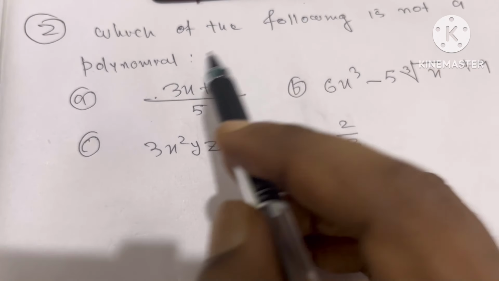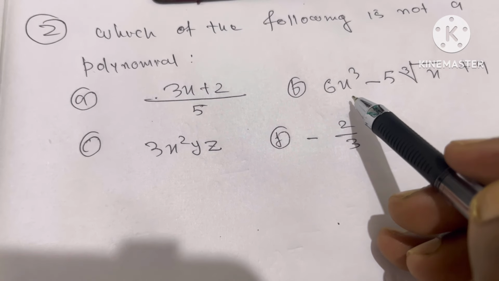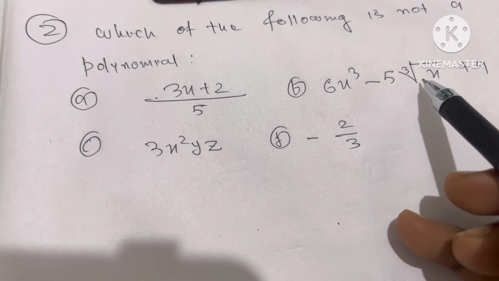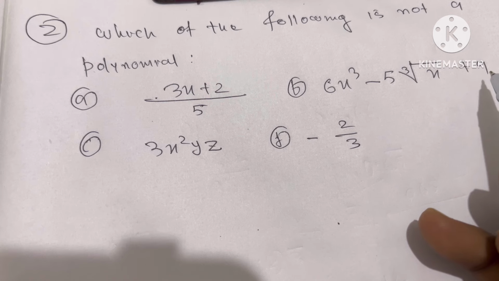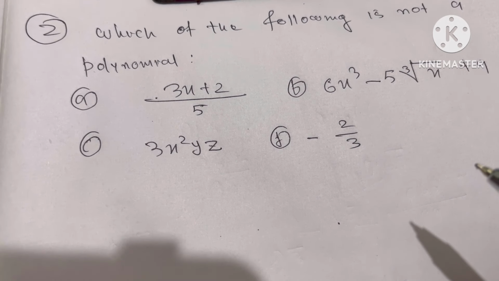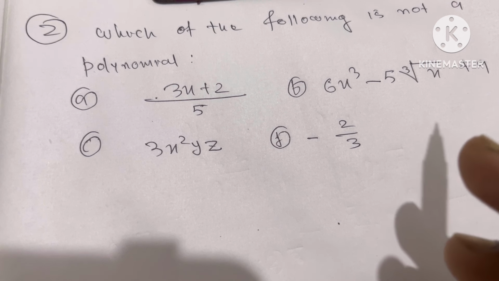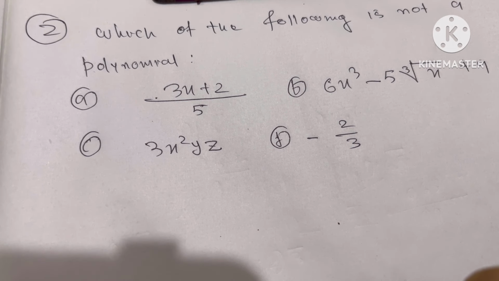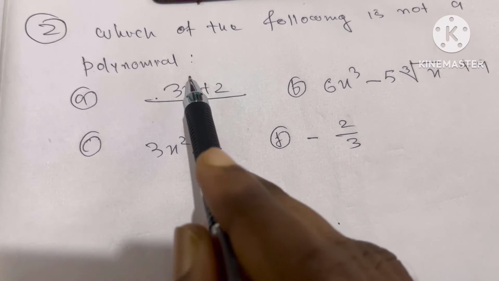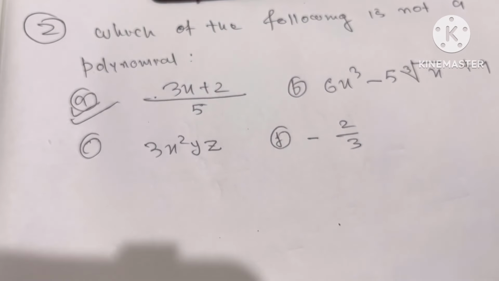So which of the following is not a polynomial? 3x plus 2 by 5, 6x power 3 minus 5 cube root of 3x plus 9, and 3x square yz minus 2 by 10. So just now, in question number 1, I discussed the concept of polynomial. Polynomial means we need a variable whose exponents are either 0 or positive. So you see x power is nothing but 1, so this is a positive number. That's why this is a polynomial.